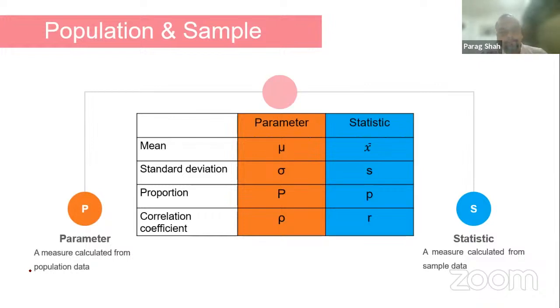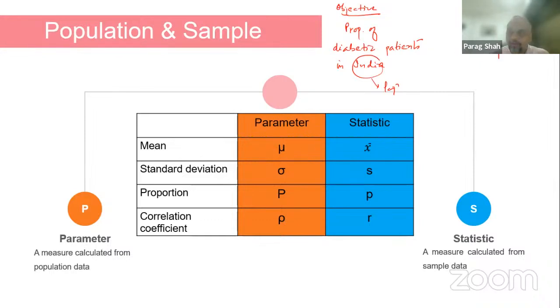Now understand what is happening. I wanted to check the proportion of diabetic patients in India. My objective, my problem statement, is to find out the proportion of diabetic patients in the whole of India. So what will be my population? The population will be all Indians. I want to check the proportion of diabetic patients for the whole of India. Means actually I want to find out capital P, because you know capital P is for the population.